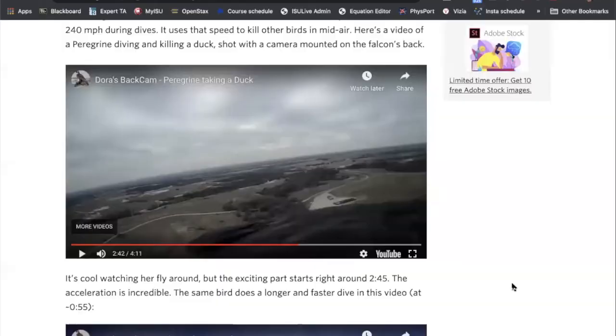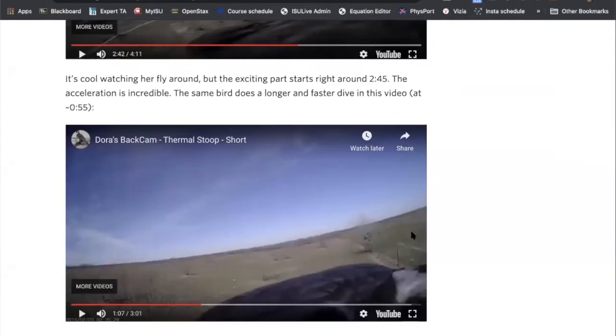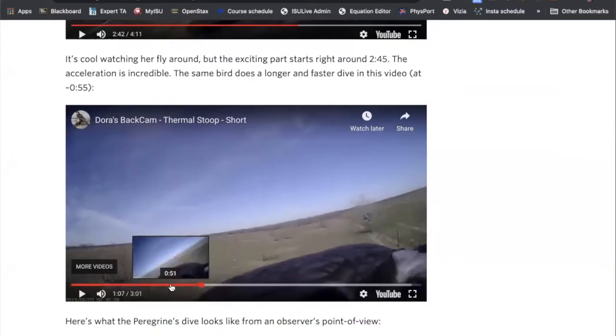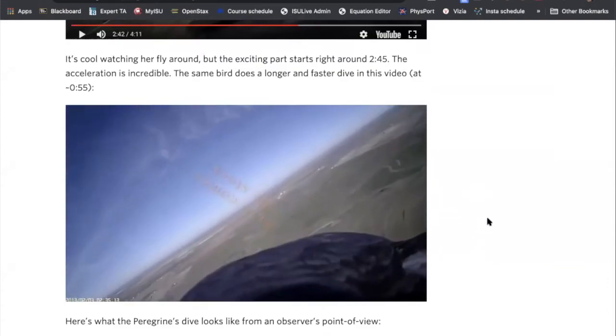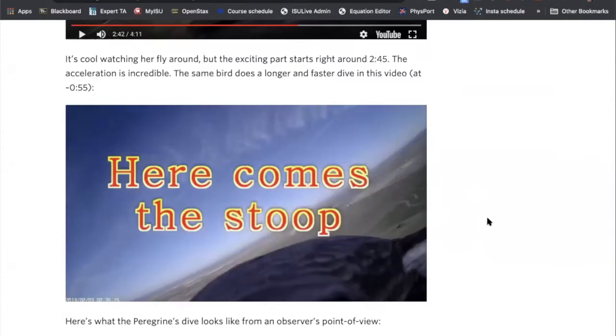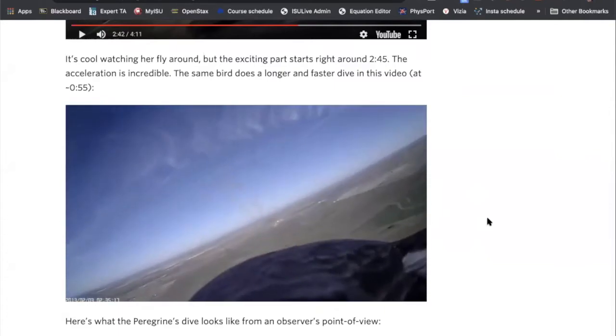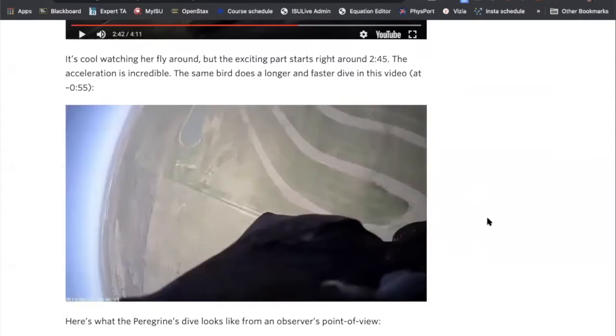So we are going to look at a peregrine falcon. This is a video that was attached to a falcon. So these are the fastest moving animals in the world. So they move at their fastest when they go into a dive.